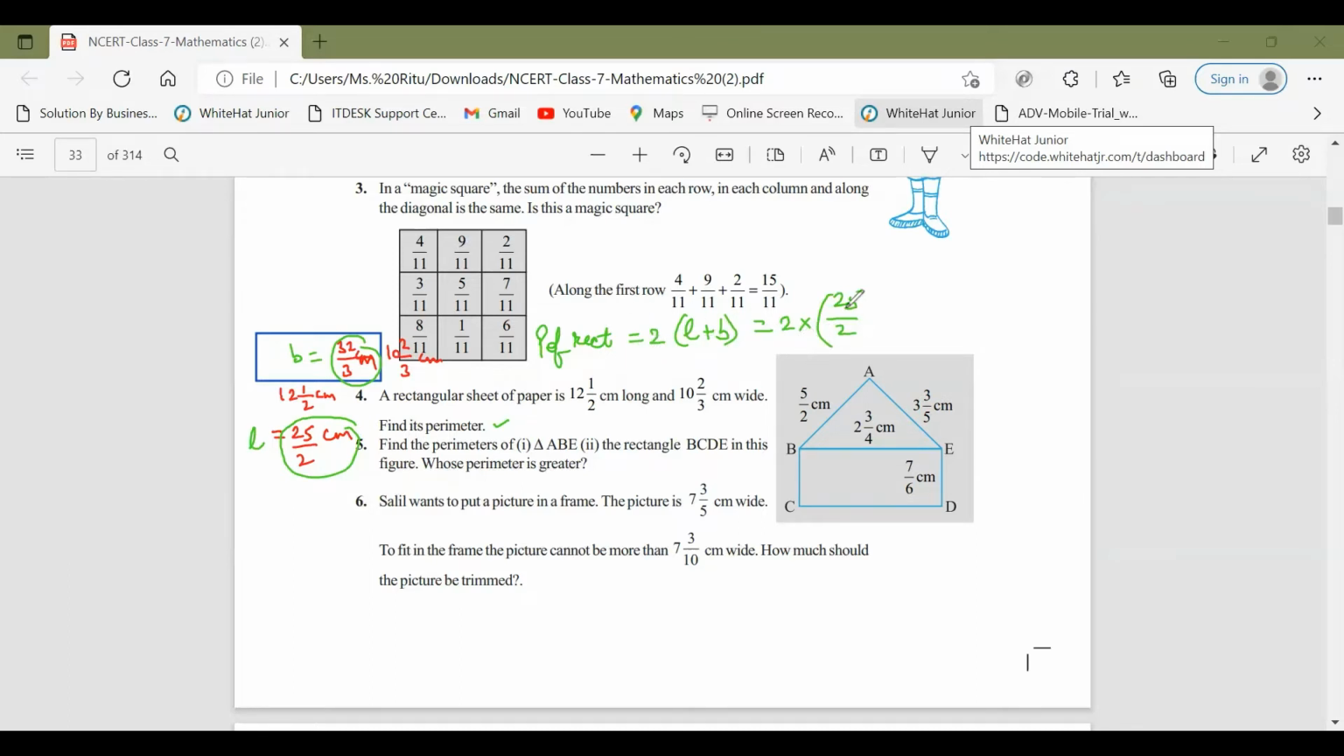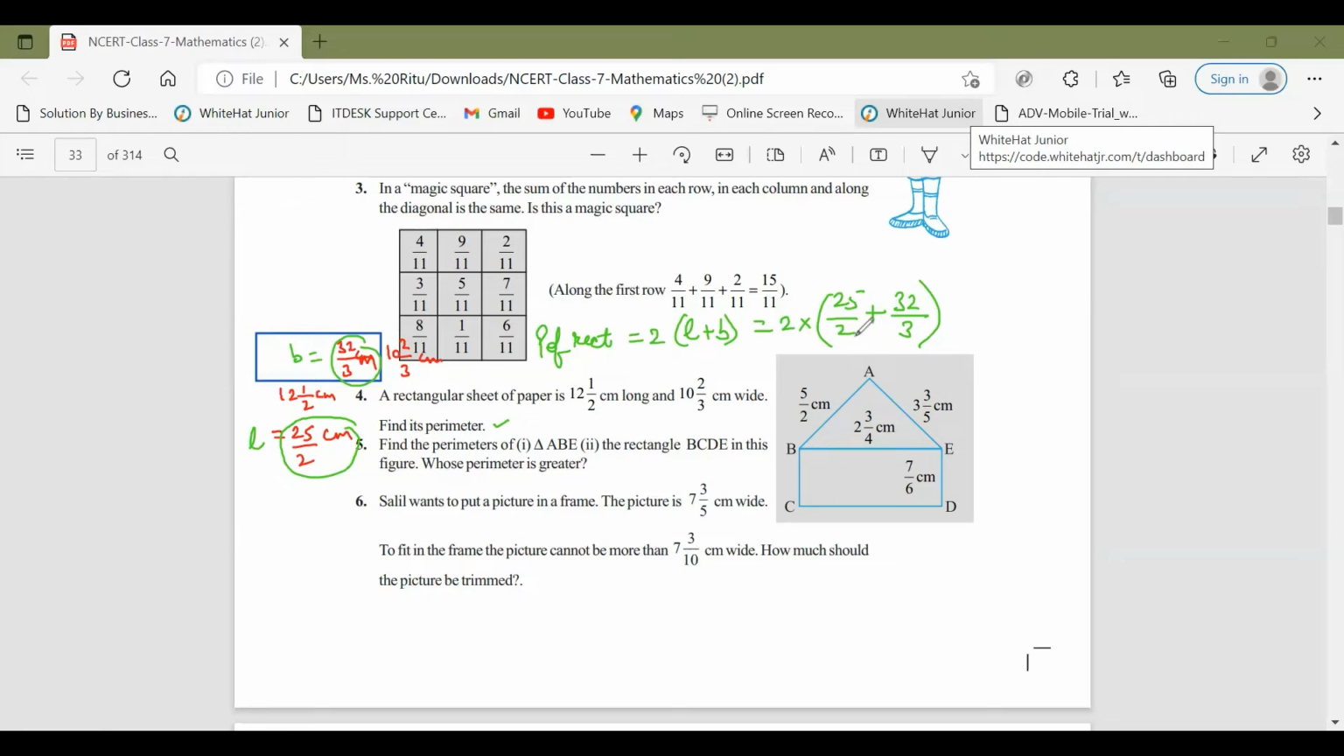Now we'll put the values. So 2 multiplied by L is 25/2. Plus breadth is 32/3. So now this bracket is having unlike fraction. So our step would be how we can add the fractions by making the denominator the same.